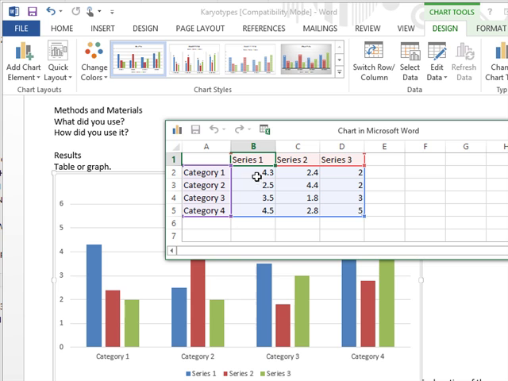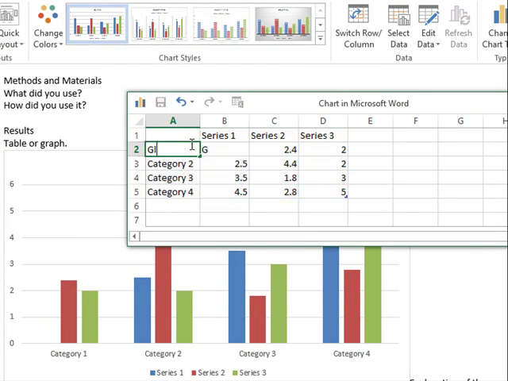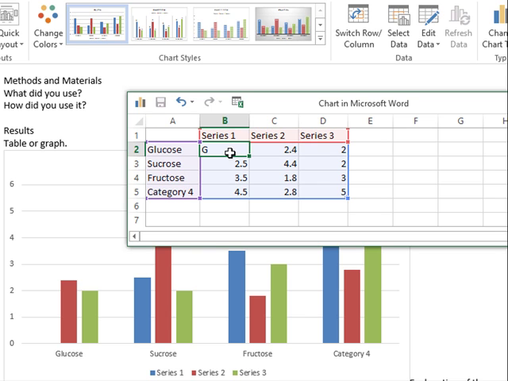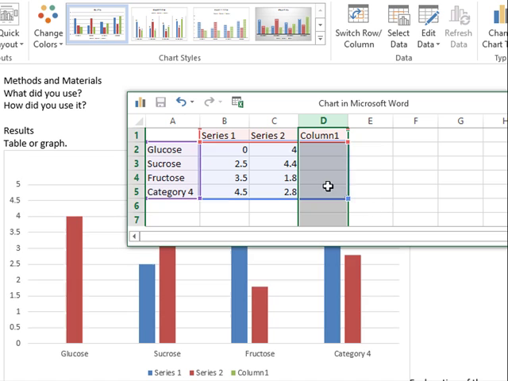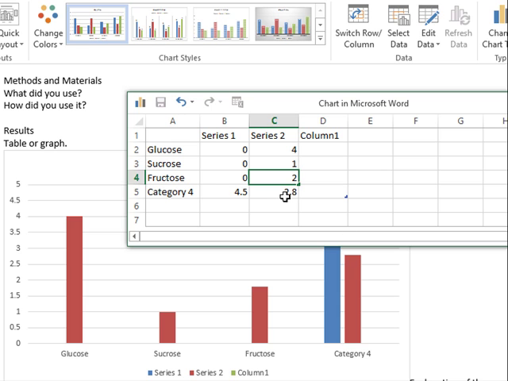Enter your data in there, and let's say you were doing some experiments where you were using glucose, sucrose, and fructose as sugars during a fermentation experiment, and glucose started out with no carbon dioxide but ended up with 4 centimeters. Sucrose started out with 0 but then gave you 1 centimeter of carbon dioxide. Fructose started out with 0 and then gave you 2 centimeters of carbon dioxide.